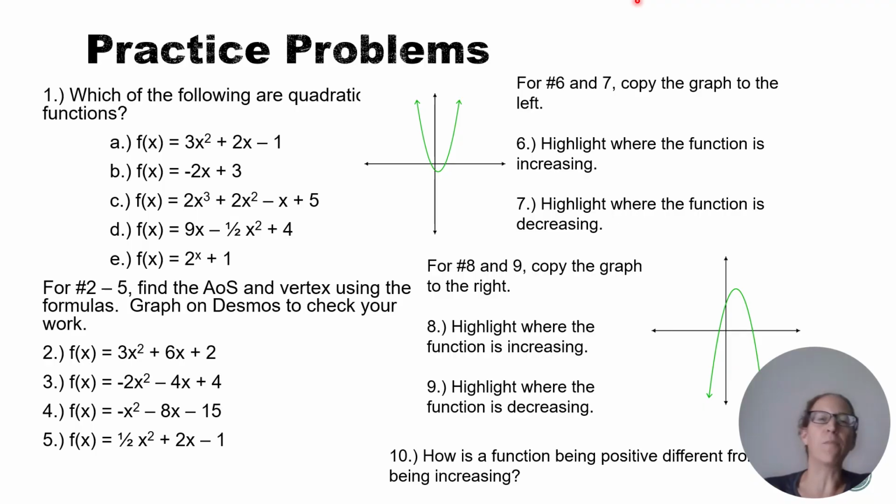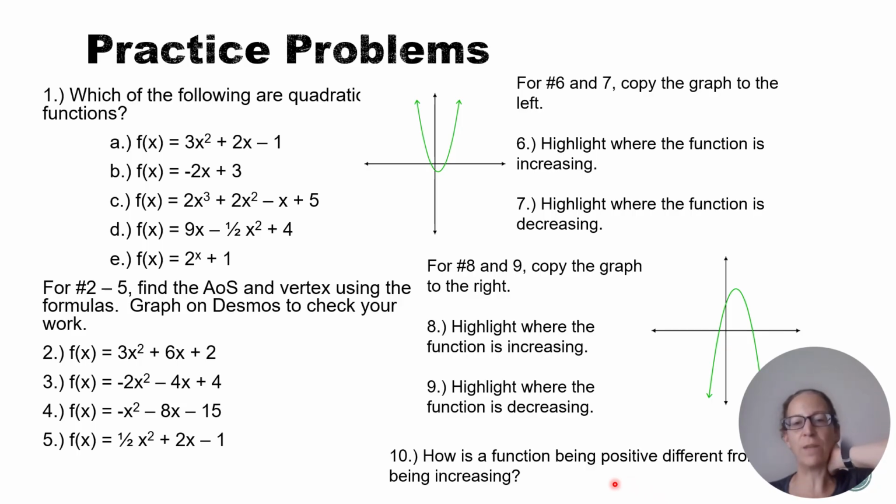For 6 and 7, what I did was I took all the numbers and tick marks off of there just so you could see the bare bones of it, and copy something that looks like this. And for 6, highlight where it is increasing, and for 7, highlight where it is decreasing. If you want to do those on the same graph and do it in different colors, that's fine, but you need to indicate which one is which. And then for 8 and 9, you're going to do the same thing, highlighting where it is increasing, where it's decreasing.